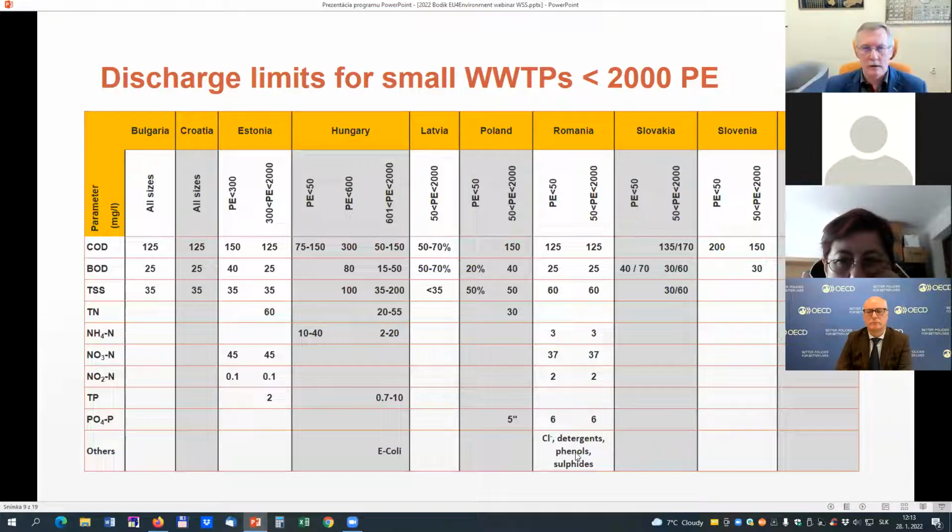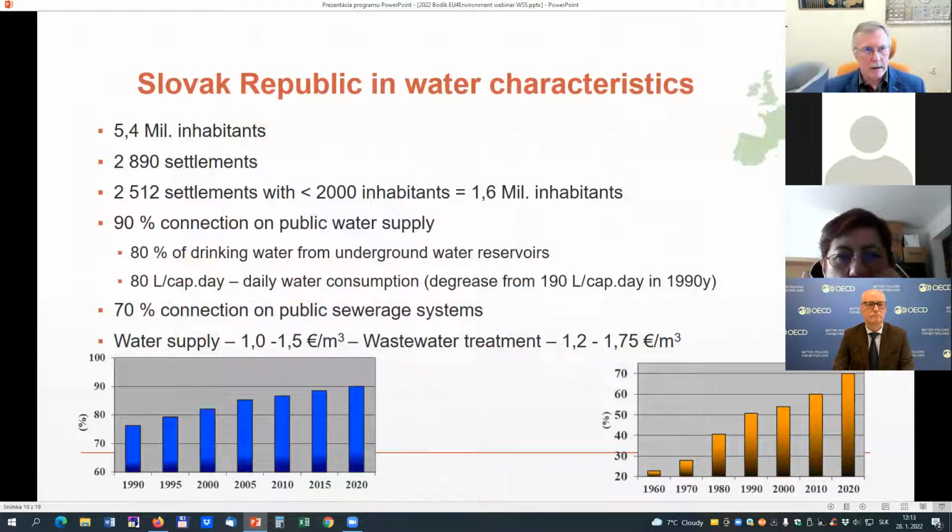We can see also that these parameters are free up to individual countries, but we can see some system of these limits for effluents. Okay, go home to Slovak Republic.